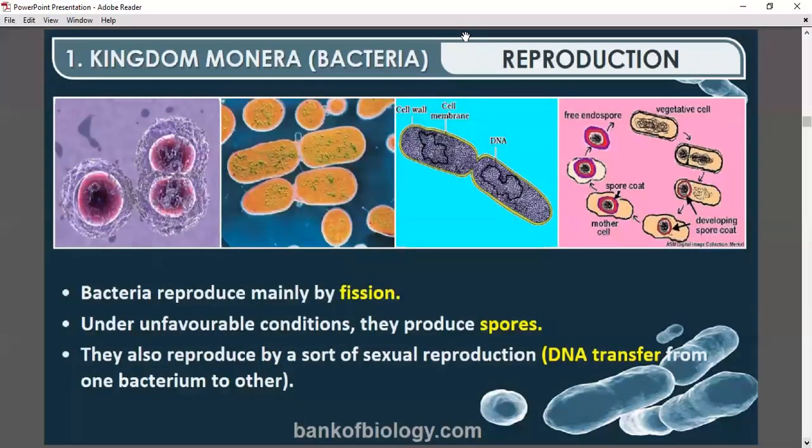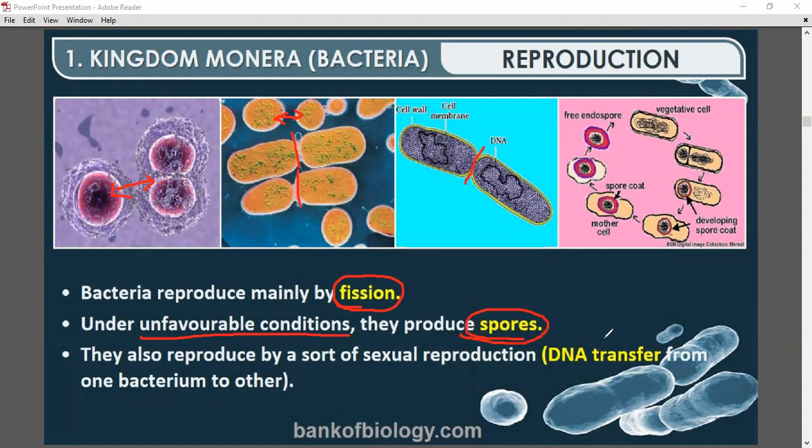Next is the mode of reproduction. Most of the bacteria reproduce by fission. All of you knew this concept, right? Separation of the nucleus and genetic material, then what? At last, finally, division of the cell into two. Very easy, right? But during unfavorable conditions, they produce spores.